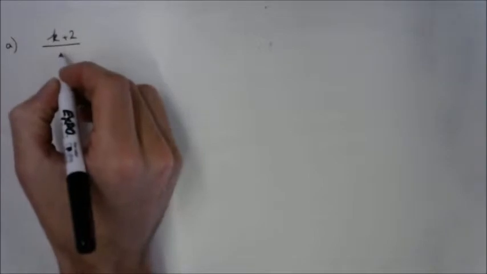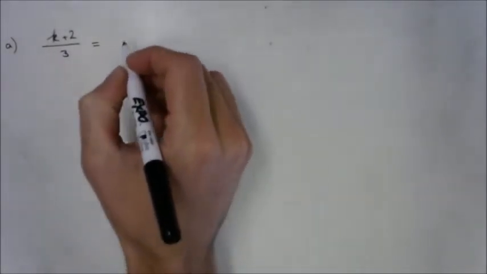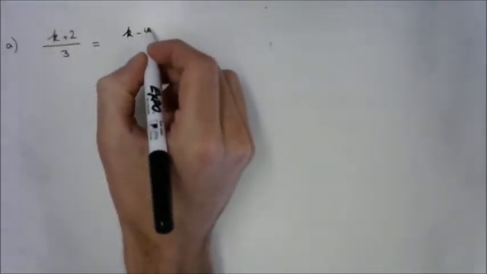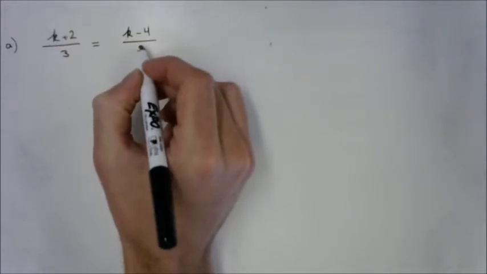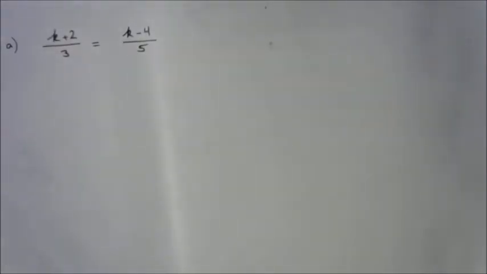All right, in example 2, we're solving, but this time we have more than one fraction. So we're going to solve k plus 2 over 3 on the left of the equal sign and k minus 4 over 5 on the right of the equal sign. Now, how can we figure this out with two fractions? I'll give you a few seconds to think about it.